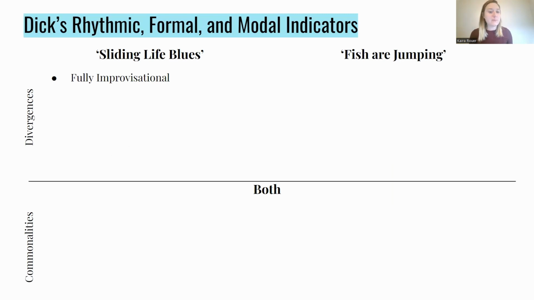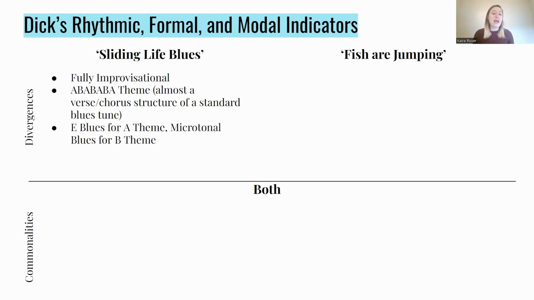Okay, so just some different rhythmic, formal, and modal indicators about these pieces. I've touched on a few of these already. Sliding Life Blues is fully improvisational. It has an A-B, A-B, A-B, A theme, which is almost like the verse chorus structure that you might find in blues, where it just alternates between different ideas, but with a semblance of motivic integrity being reflected across the sections.